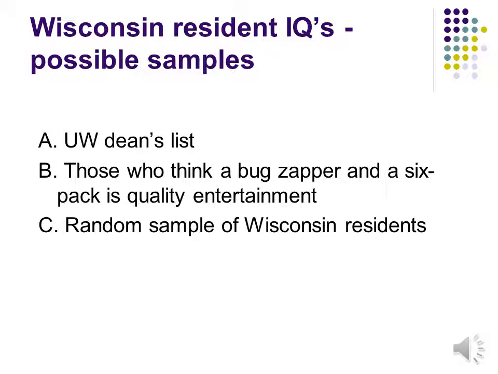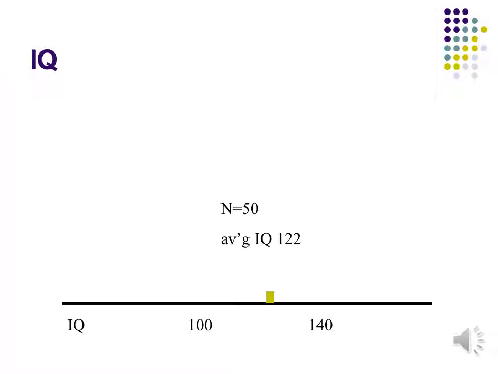Or we might want to get a random sample of Wisconsin residents. That would probably be the most honest way to try to answer or address our hypothesis and find out whether or not it's true. Let's say we do our sampling. We get a sample, we measure their IQ, we get an average of 122. The question is, is that significantly higher than average?